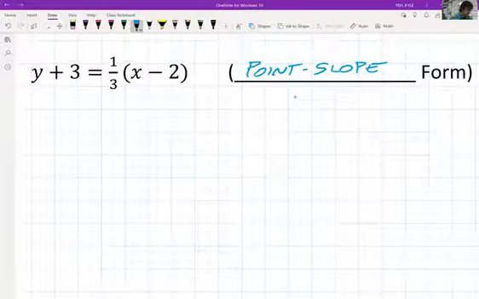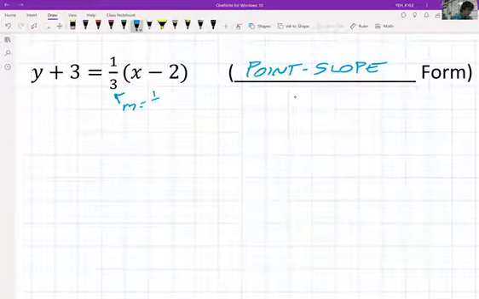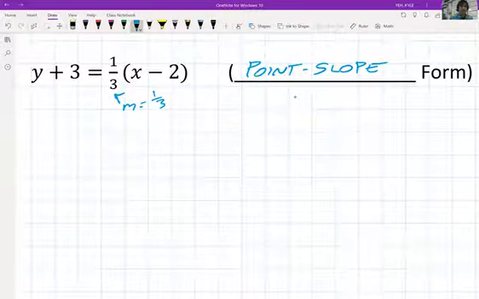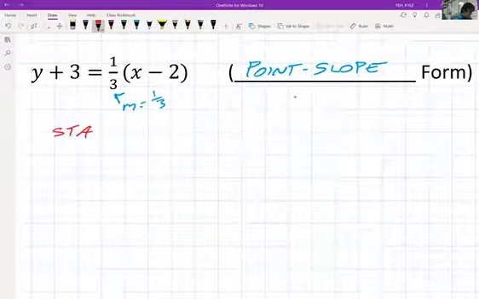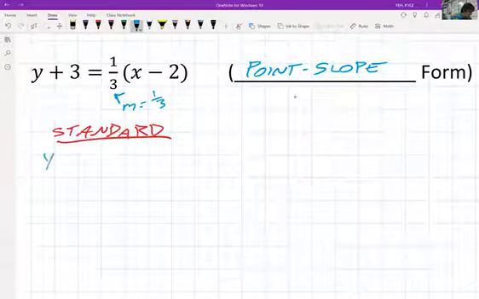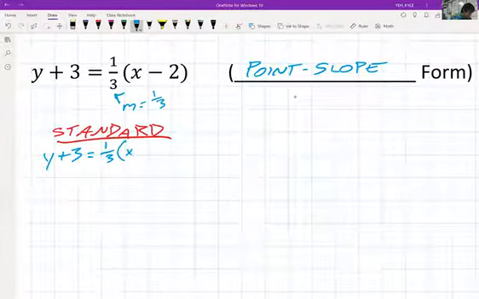Now, kind of the cool thing is we definitely already have the slope. M equals 1/3, right? Because that's the m value. So we don't have the y-intercept laid out right in front of us. I might go to standard form first. Again, there's no wrong answer on these, but I might go to standard. So if I'm trying to convert to the other two forms, I'm starting with y plus 3 equals 1/3 times x minus 2.